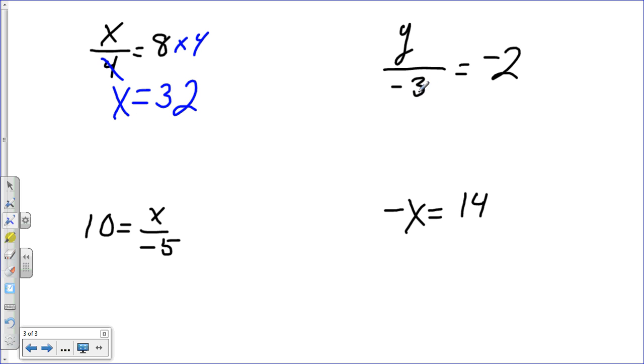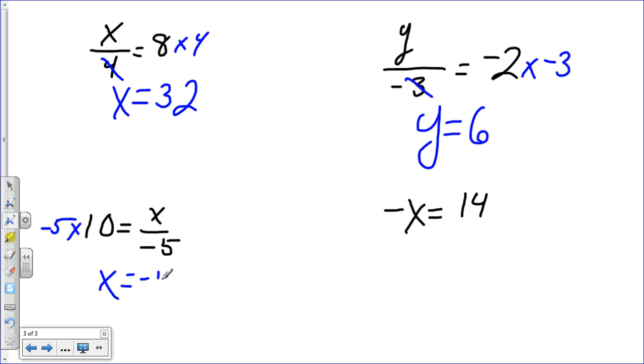We look at this one. We got y divided by negative 3. So to get this to the other side, we got to multiply by negative 3. Cancels that, brings it over. So y equals 6. We're looking at this one. X divided by negative 5. So we gotta multiply by negative 5. So x equals negative 50.